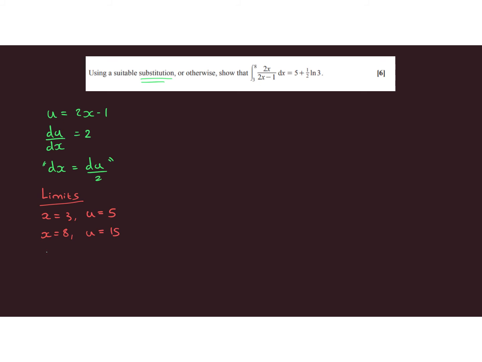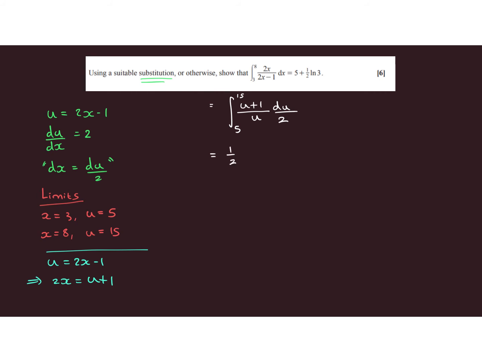And lastly, as well, if u equals 2x minus 1, that tells me that 2x is equal to u plus 1. We're going to need that in a minute when we start the integral. So for my integral, my limits now become 5 and 15. In the numerator, we have 2x, which I'm going to replace with u plus 1. The denominator is going to be u, and dx is replaced like so.